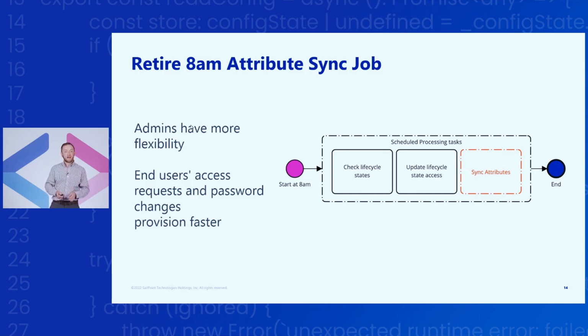There's 3 things that we're doing here in the scheduled processing in the morning. First, we're checking lifecycle states. So that's your time-based attributes. We might be looking at hire dates, termination dates, and so on to inform the lifecycle state that the identity is in. So if you are before your hire date, you might be in a pre-hire state. If you are between your hire date and your termination date, you might be in an active state. If you're after your termination date, you might be in a terminated state.